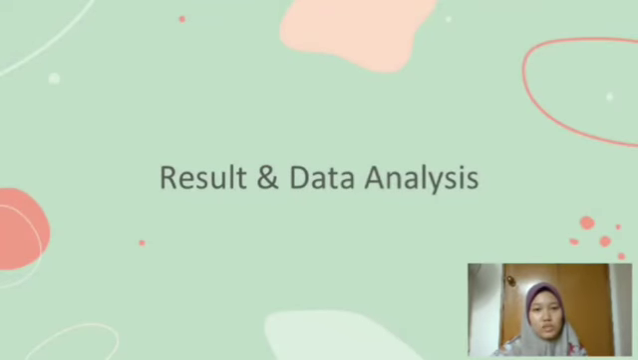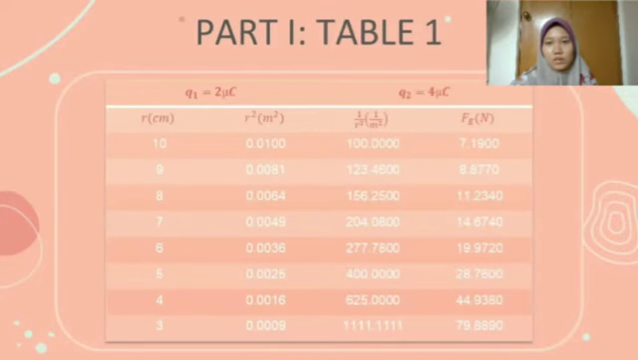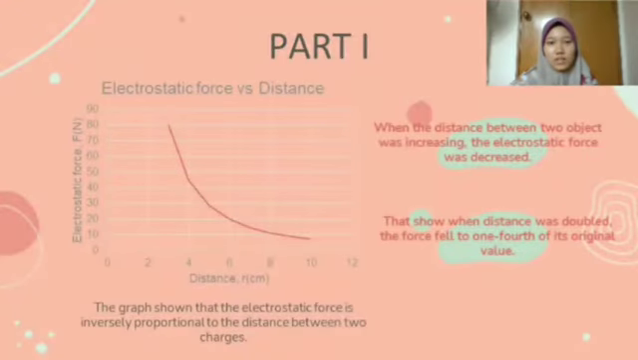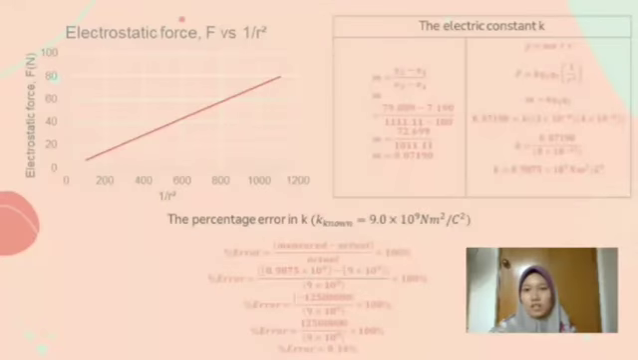Now we move on to the result and data analysis. For part 1, we can see in table 1 the result of the electrostatic force. Now we can see the graph of electrostatic force against distance. This graph shows that the electrostatic force is inversely proportional to the distance between two charges, which means when the distance between two objects increases, the electrostatic force decreases. And then we calculated the electric constant K.